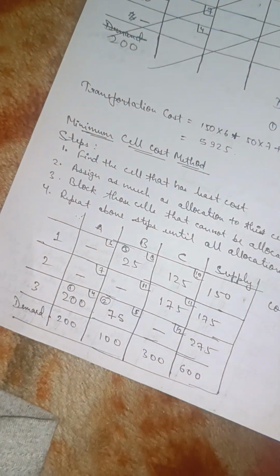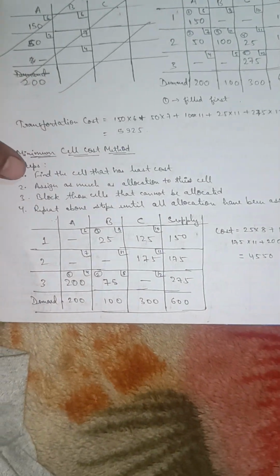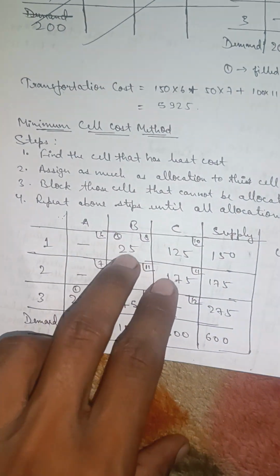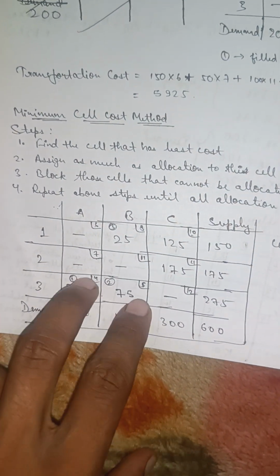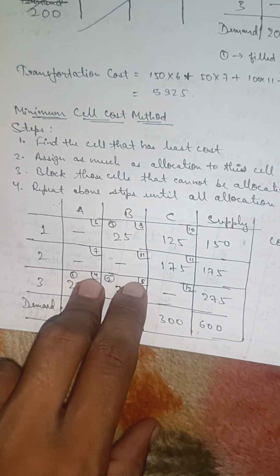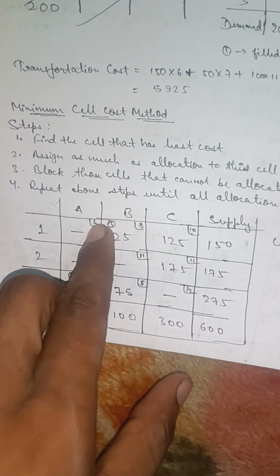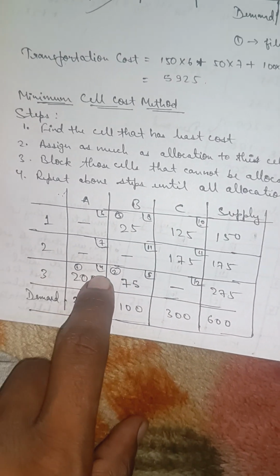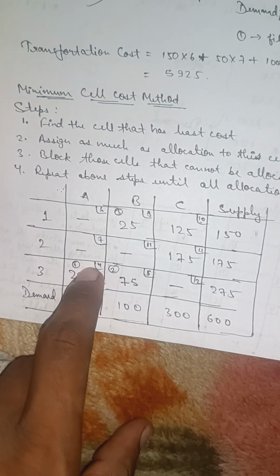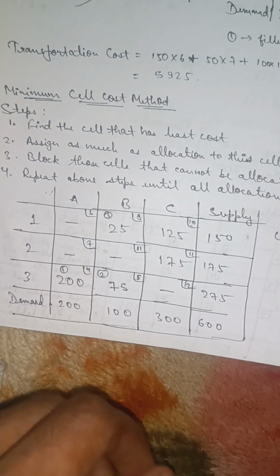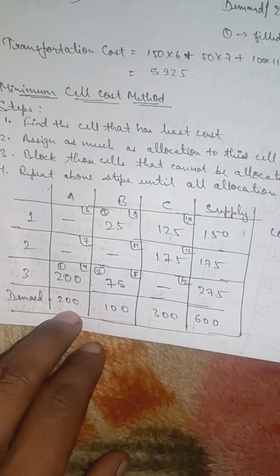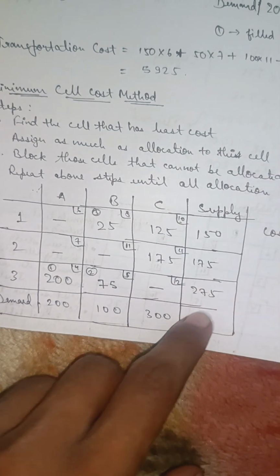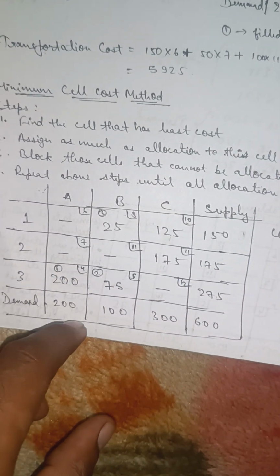Now, the minimum cell method. In the minimum cell method, what we will do is see which cell has the lowest cost. Here, 4 is the least as compared to these ones, like 6, 7, 8, 11, 10, 11. Then 4 is the least, so we will fill the 4 first with the most amount of value we can fill. Like here the demand is 200 and supply is 275, then the maximum we can fill here is 200, so we will fill here 200.